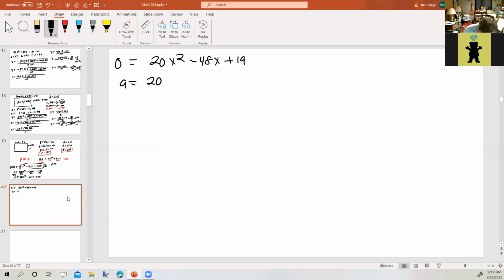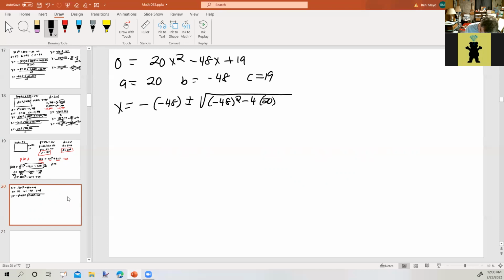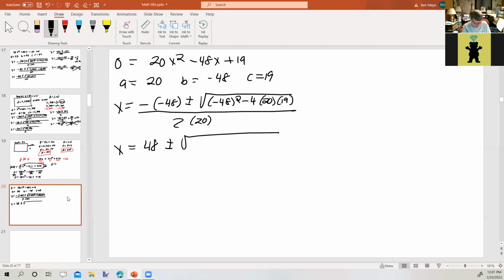A is 20, B is negative 48, C is 19. X equals negative B plus or minus the square root of B squared minus 4AC, all over 2A. X equals negative times negative is positive 48 plus or minus the square root of negative 48 times negative 48. Helps if you get the calculator turned on first.